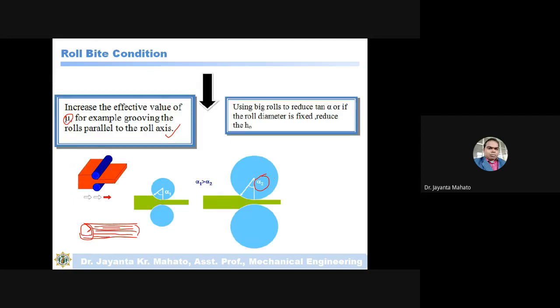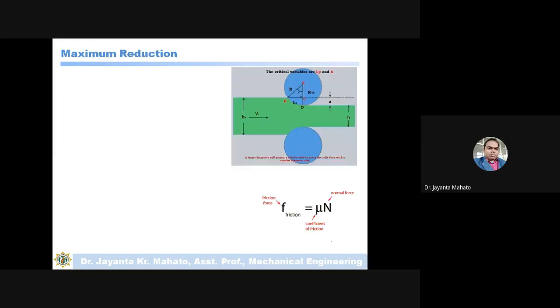So two situations: either increasing the roller radius, or decreasing the initial height or thickness of the material.